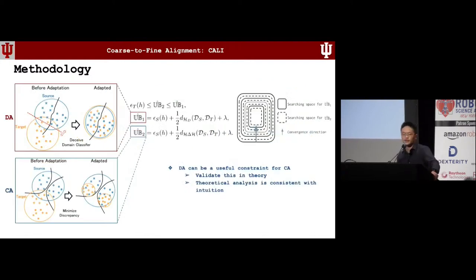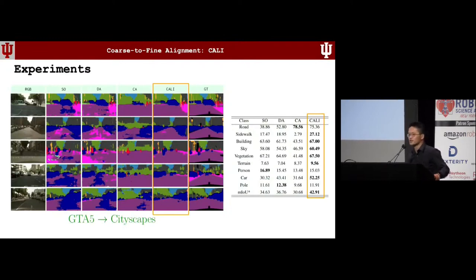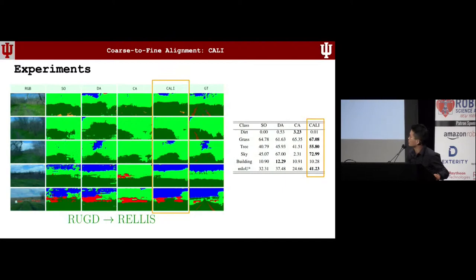We have also proved in theory that the domain alignment can be a useful constraint for the class alignment, which is consistent with our intuition. In experiments, we have validated that the training of our CALI model is smooth and efficient compared with the class alignment method. And compared with other baselines, our model shows advantages over other baselines for most of the classes in this city environment, sim-to-real adaptation, and forest environment, real-to-real adaptation.